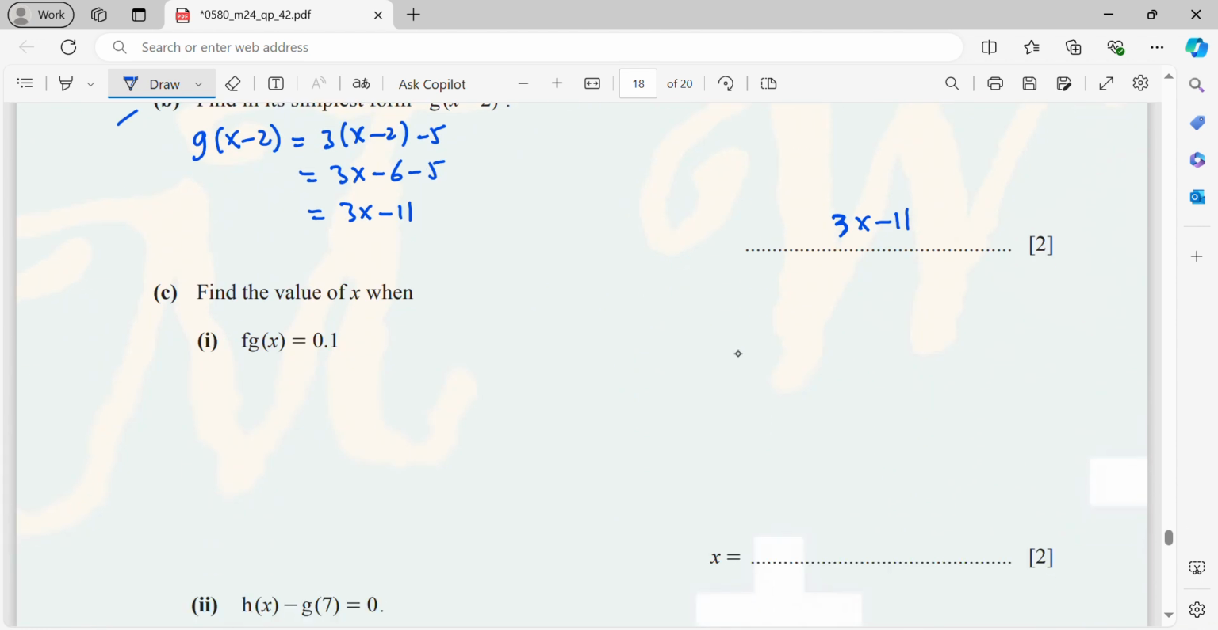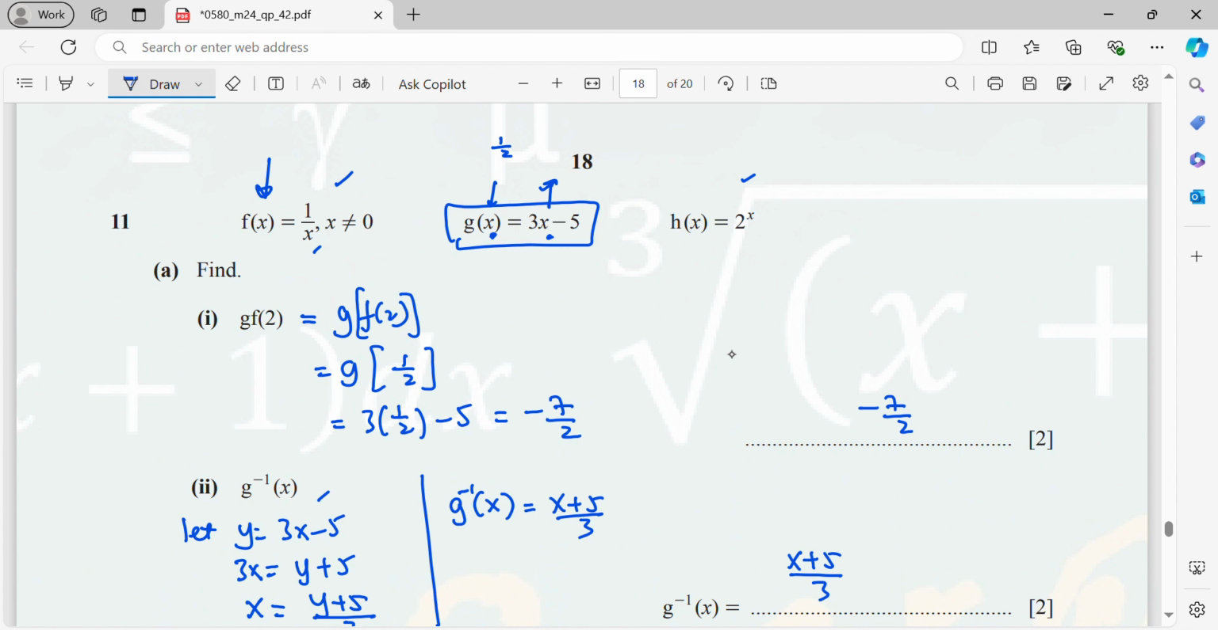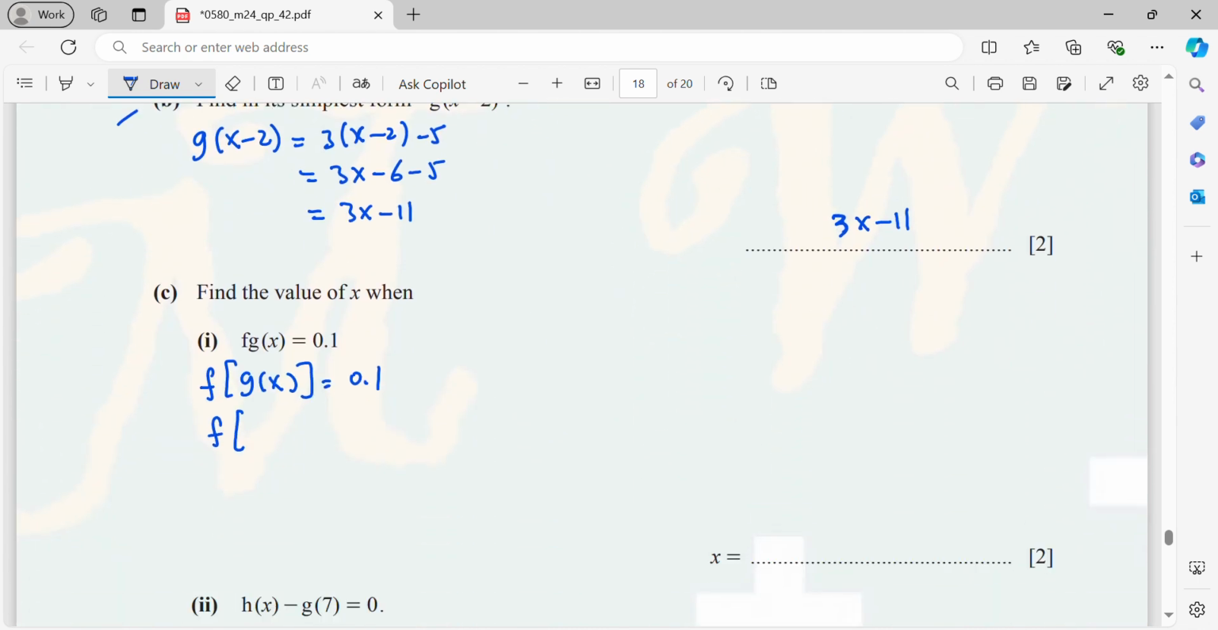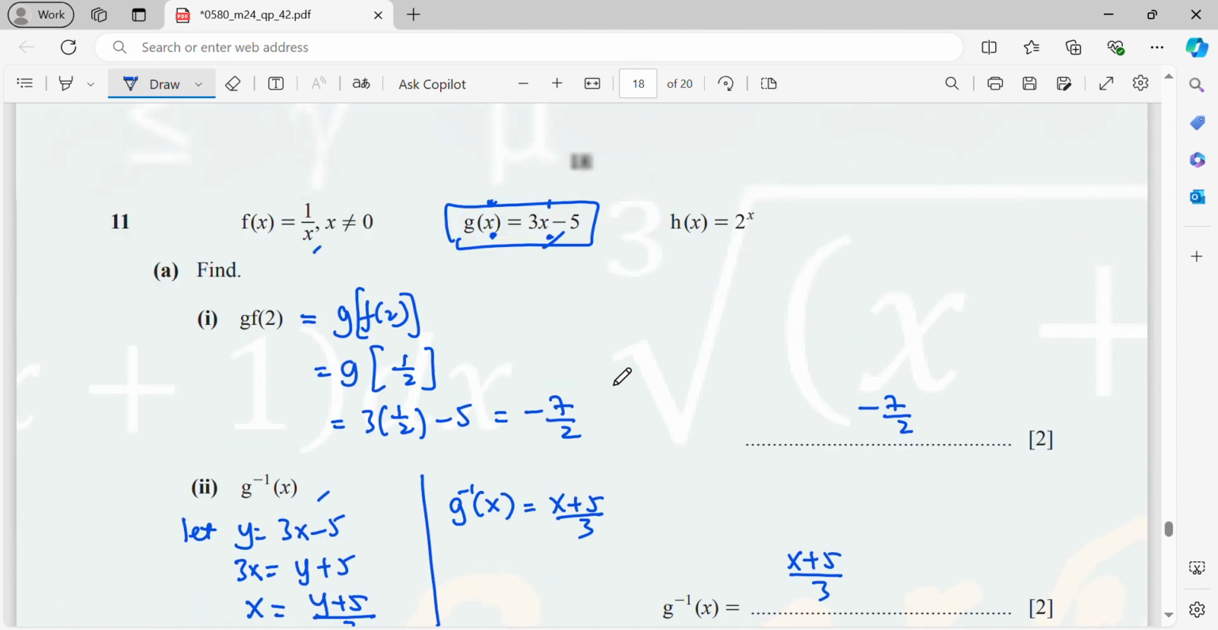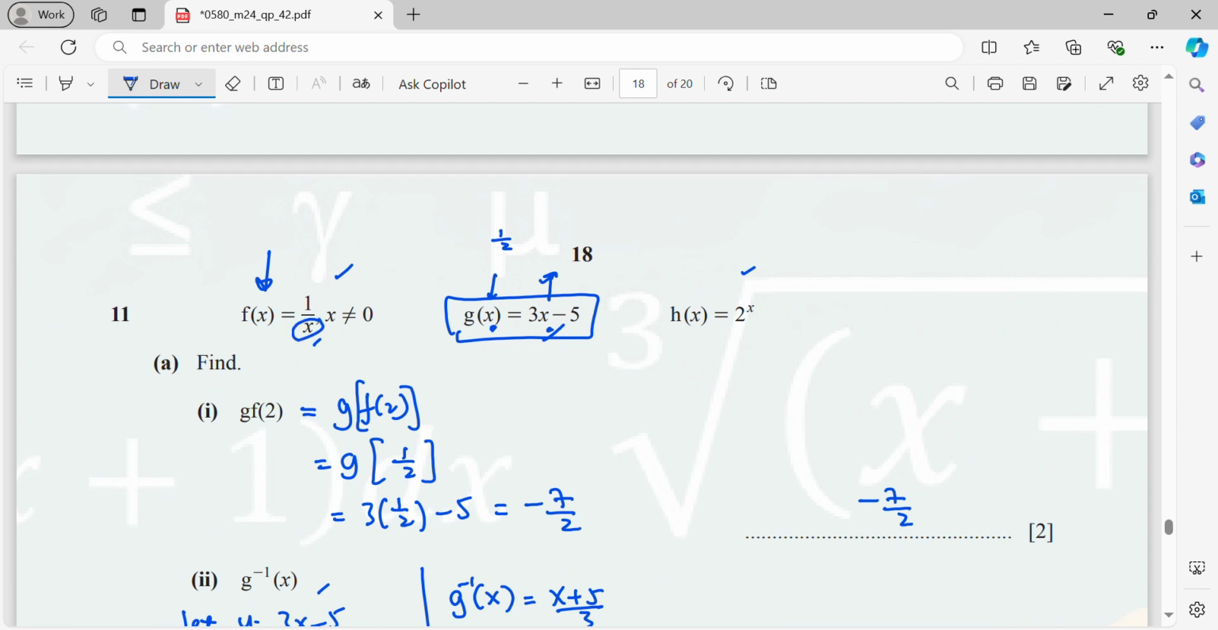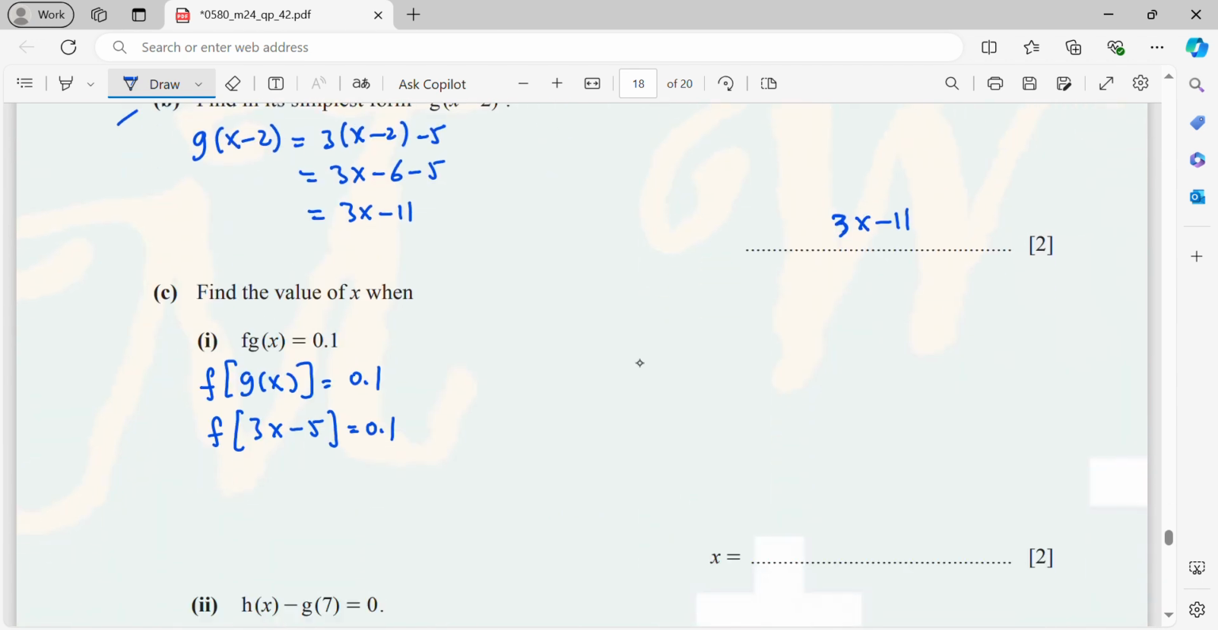Okay, find the value of x when fg(x) is 0.1. Okay, now fg(x) is 0.1. This is a composite function. So replace the g(x). Now my g(x) is 3x minus 5. Okay, now f of 3x minus 5, so you have to replace the x by 3x minus 5. So here, 1 over 3x minus 5 equals 0.1.